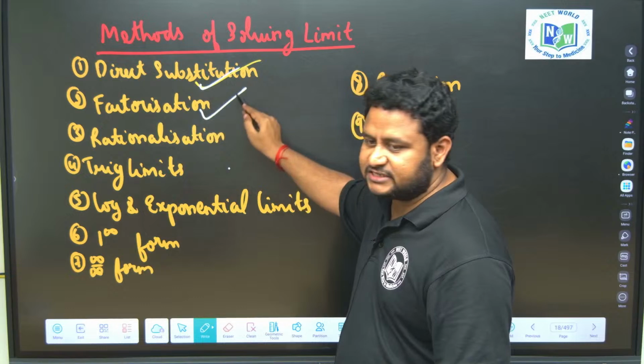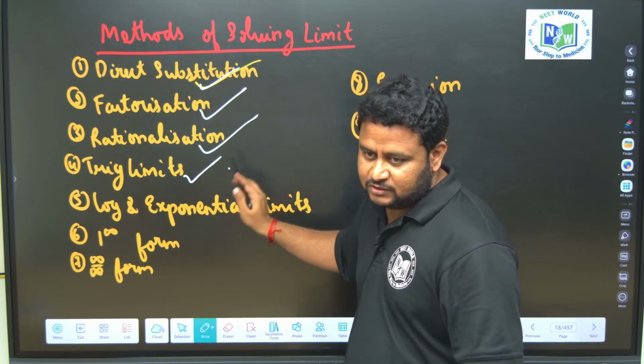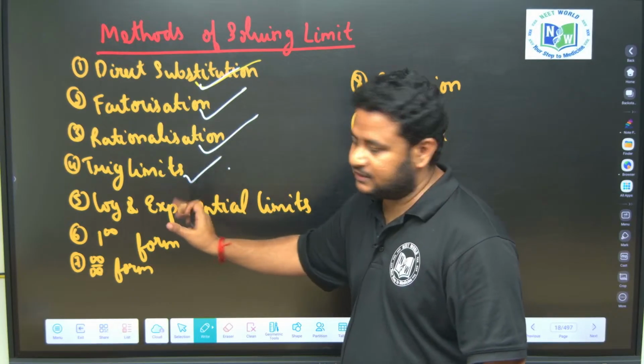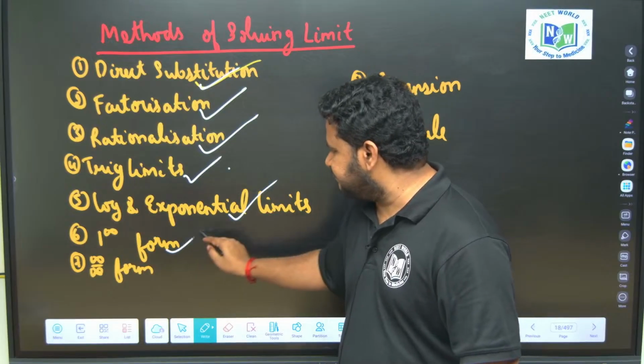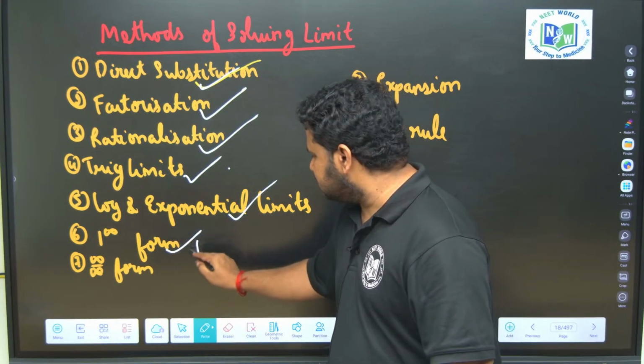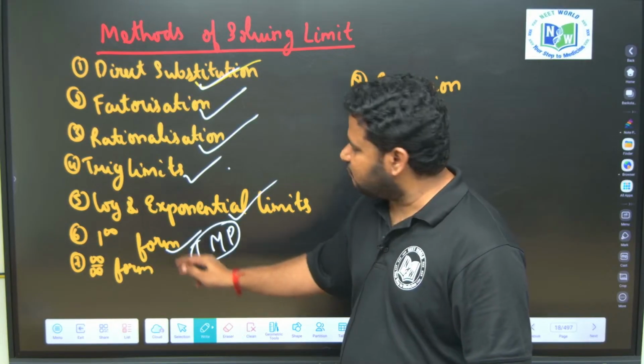Next is factorization, another one is rationalization. Next, we are using trigonometric limits. For that, basic trigonometry is required. Next, we have logarithmic and exponential limits. Then the 1 to the power of infinity form. For 1 to the power of infinity form, we will use the Tree Monkey Property, TMP, I will write it. Tree Monkey Property will be used for 1 to the power of infinity.